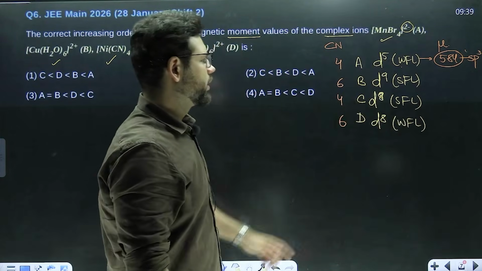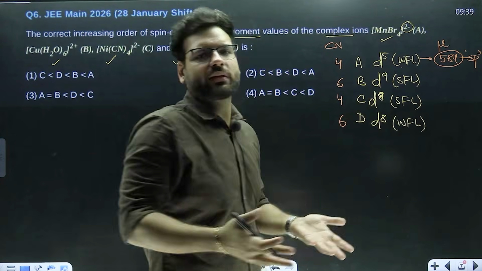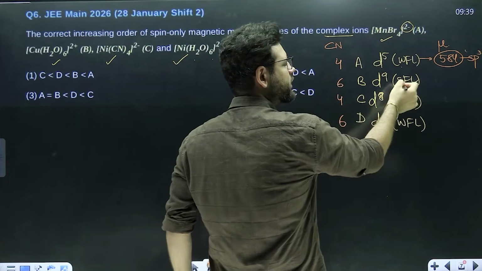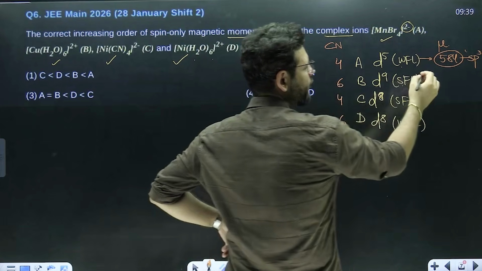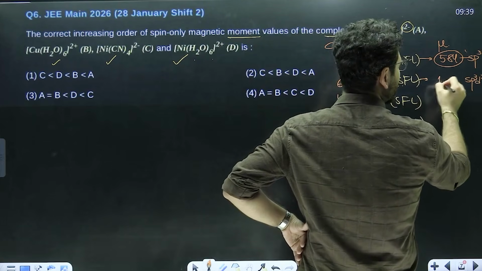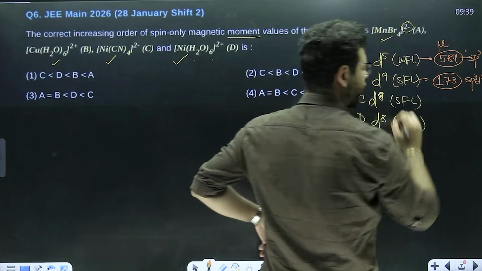Correct. d9. Anyways, almost all the orbitals are filled. We have to go for an outer orbital complex. Although it's a strong field ligand, but doesn't matter. We have to go for sp3d2. And one unpaired electron will make it 1.73 Bohr magneton.